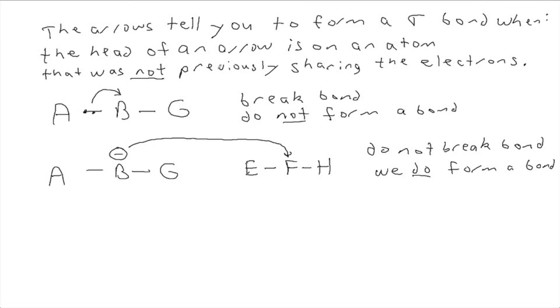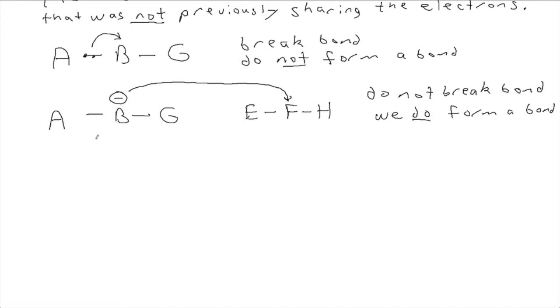So hopefully now what I was saying here makes more sense. You form a sigma bond when the head of the arrow is on an atom that was not previously sharing the electrons. Here F was not previously sharing the electrons that are moving towards it, so we do form a bond. Most of the rules we've gone over today were pretty simple. This one's a little bit subtle, but with a little practice it shouldn't be super complicated. So here's an example of an arrow where we do form a bond. Notice some arrows, like this one, break bonds but don't form them. And some arrows, like this one, form bonds but don't break them. Unfortunately, there are also some arrows that both break and form bonds. So you could break a bond, you could form a bond, or sometimes you do both.